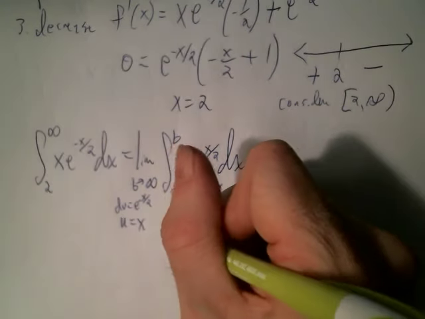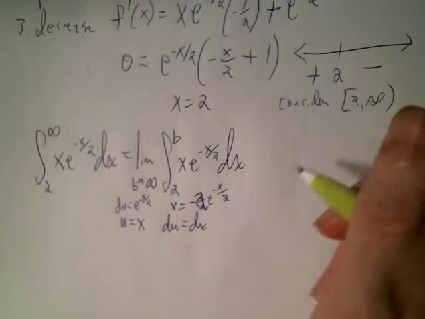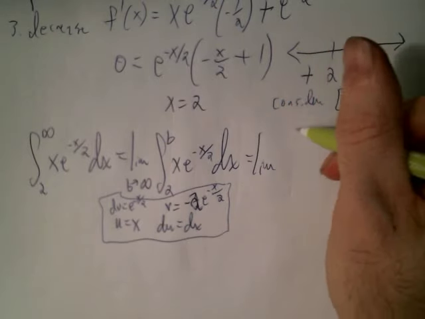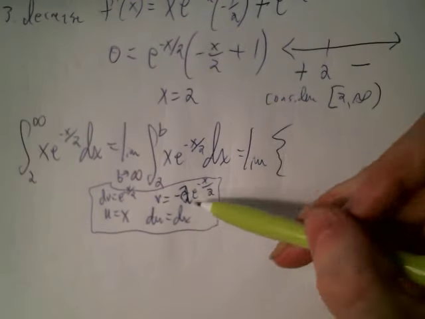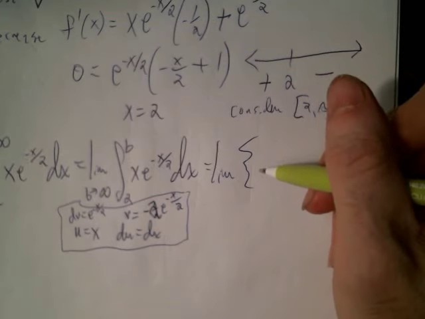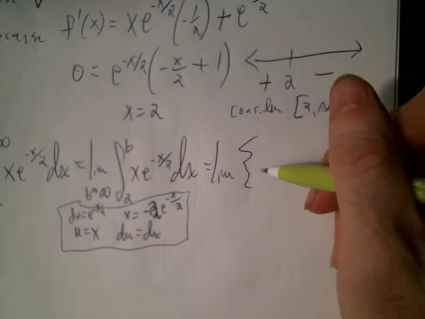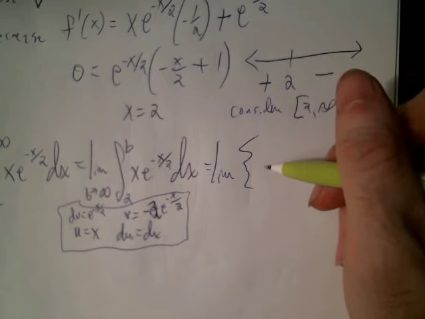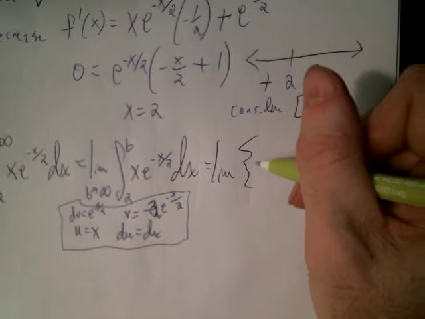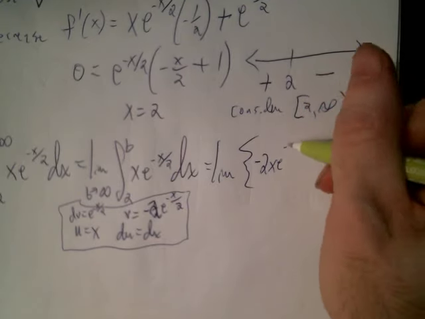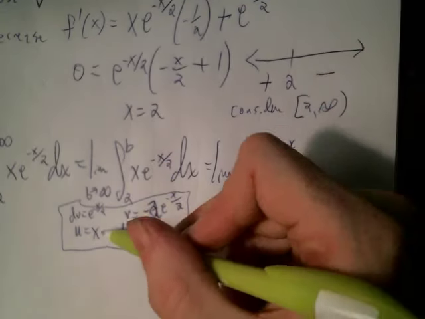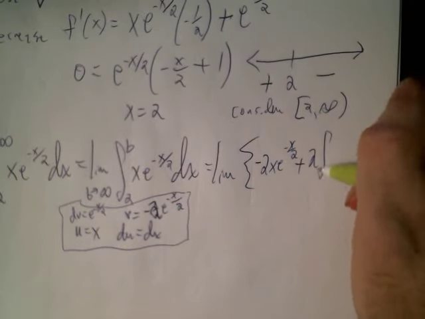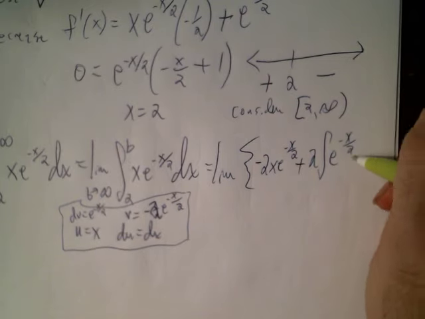So I screwed that up. Right, so this will be in the limit of this times this. So I'm looking at negative 2. Sorry, I made a mistake in my notes, and I'm just worried about it. Negative 2x e to the negative x over 2. That's this times this minus this times this, so that'll be plus 2 integral e to the negative x over 2 dx.